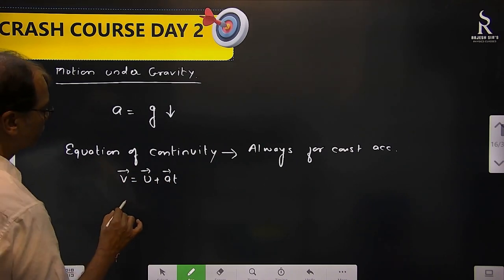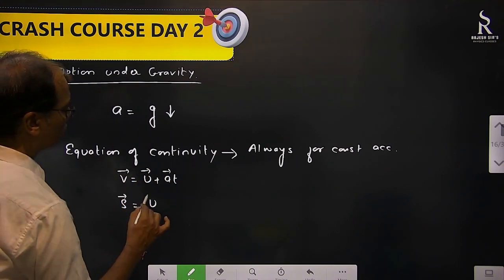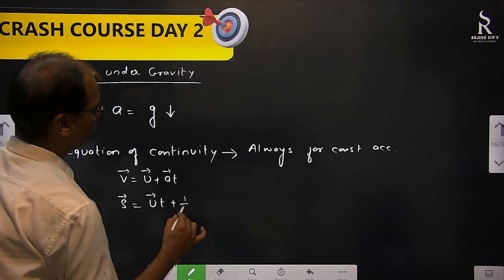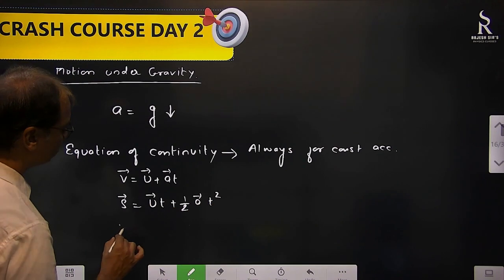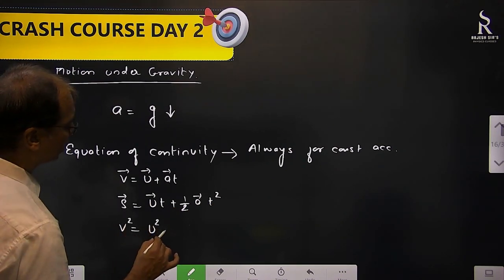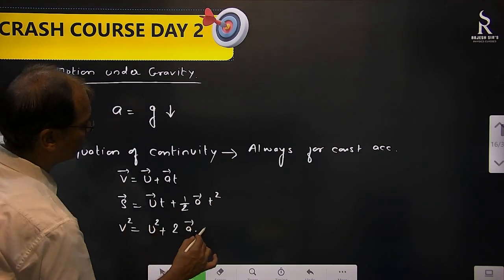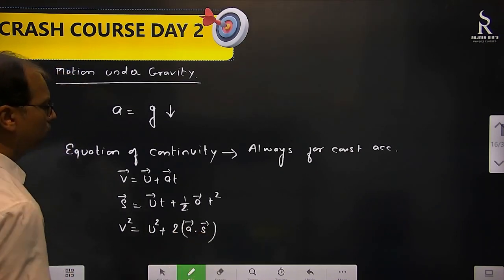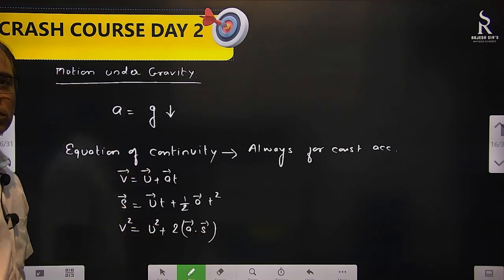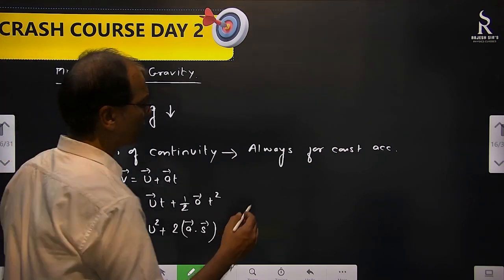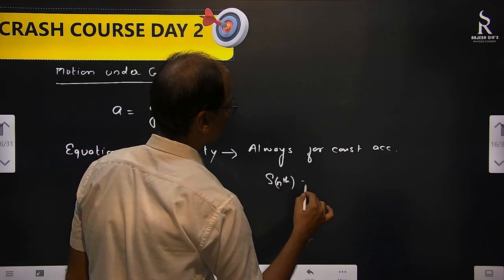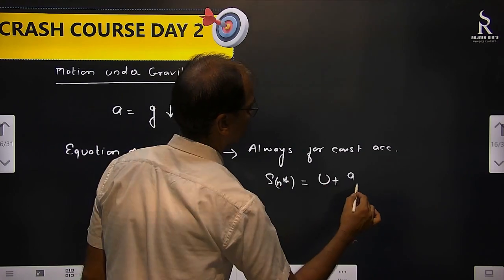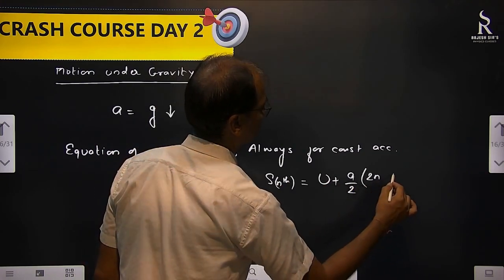Then S equal to UT plus half A T square. And the third one, V square equal to U square plus 2 A dot S. These are the three equations. And then a fourth equation we can also use. What is that? Distance traveled in nth second, or distance traveled in tth second: U plus A by 2 into 2n minus 1.